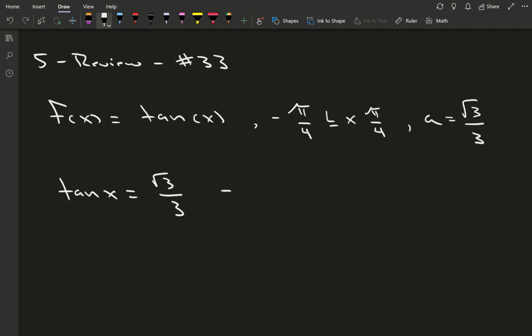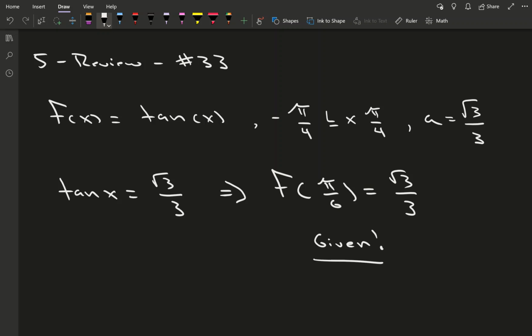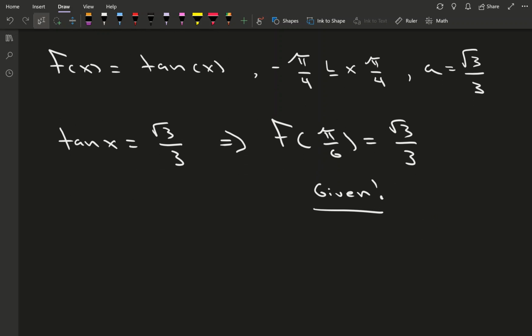And not to go into the process here, it's not that bad. You should remember this one from last year. You could just arc tan both sides and then use the unit circle to figure it out. But what you'll realize here is that f of pi over 6 is equal to root 3 over 3. And this will be given. So if I give you that fact, now you know that f inverse of root 3 over 3 is equal to pi over 6. And that's the trick here.